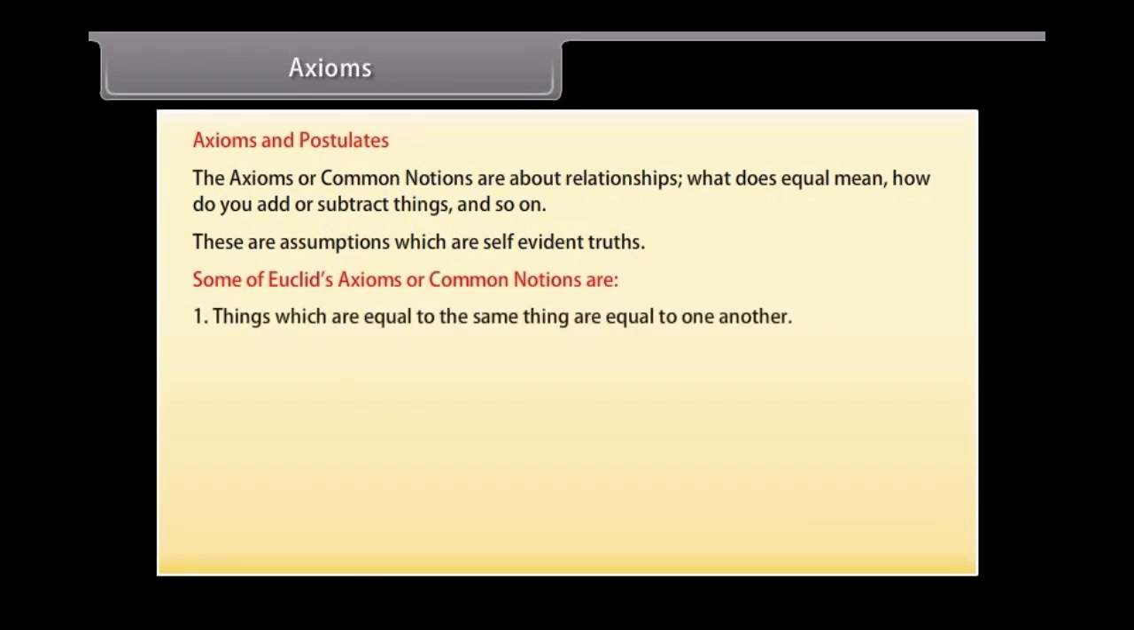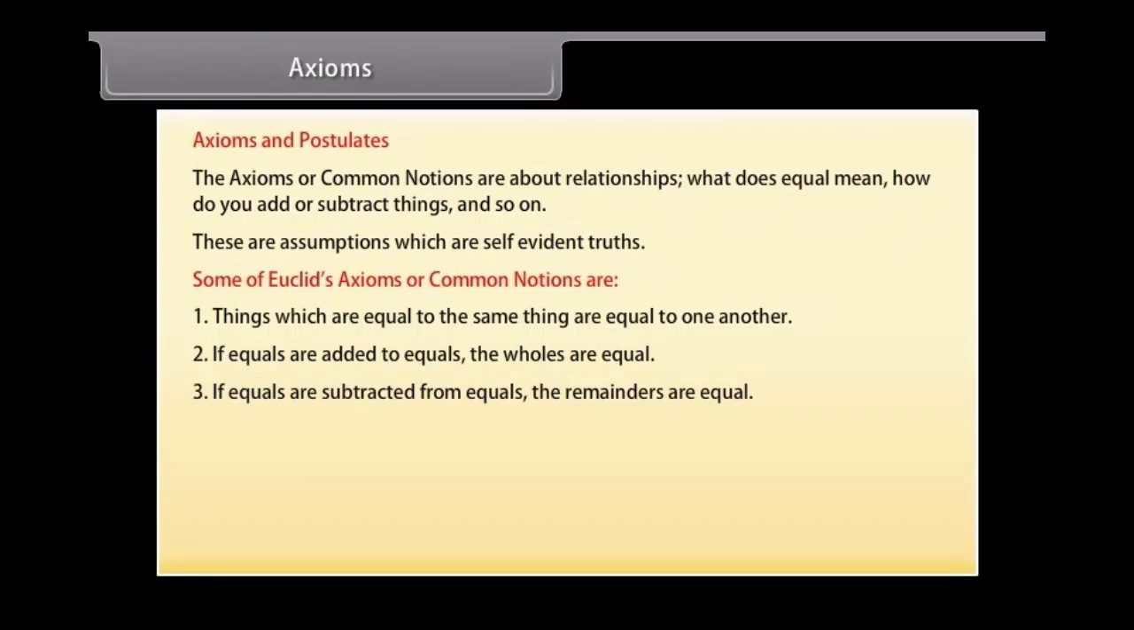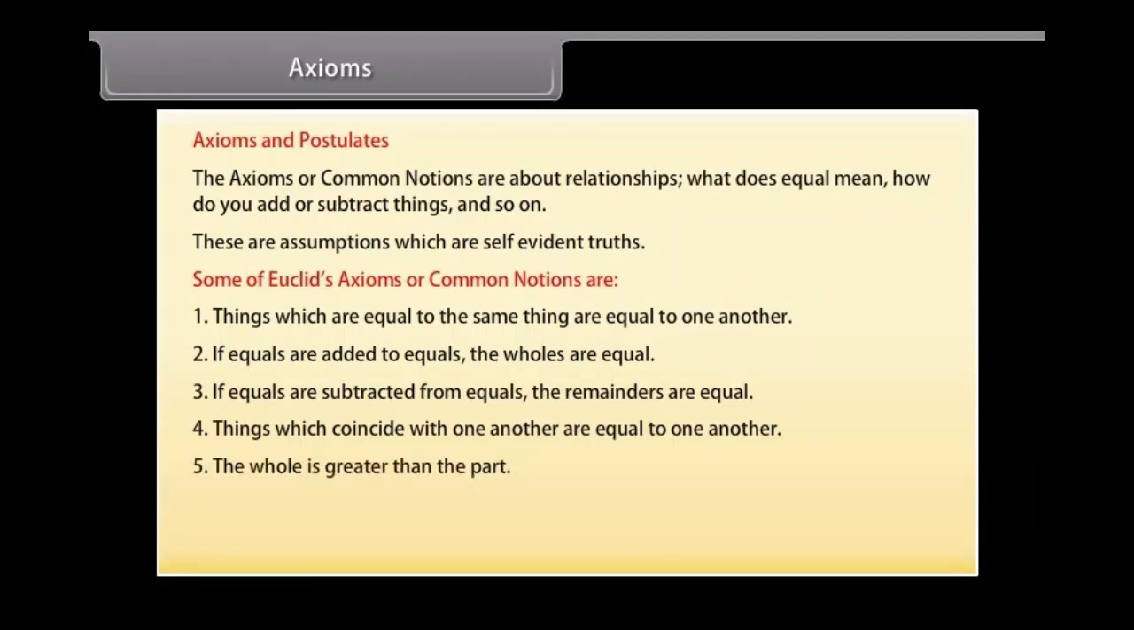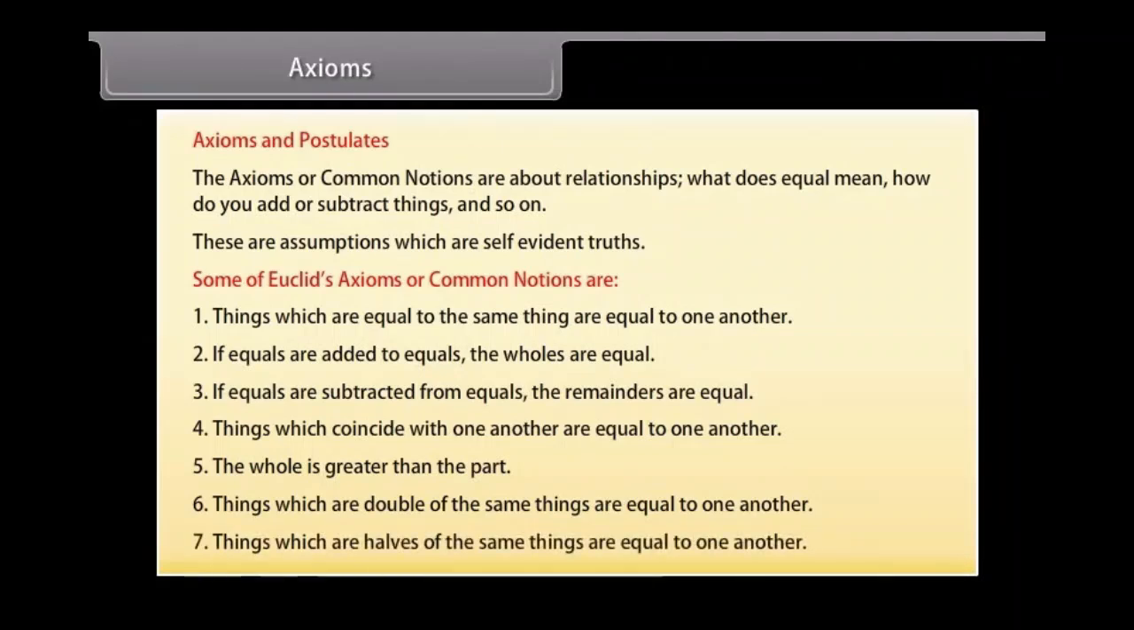1. Things which are equal to the same thing are equal to one another. 2. If equals are added to equals, the wholes are equal. 3. If equals are subtracted from equals, the remainders are equal. 4. Things which coincide with one another are equal to one another. 5. The whole is greater than the part. 6. Things which are double of the same things are equal to one another. 7. Things which are halves of the same things are equal to one another.